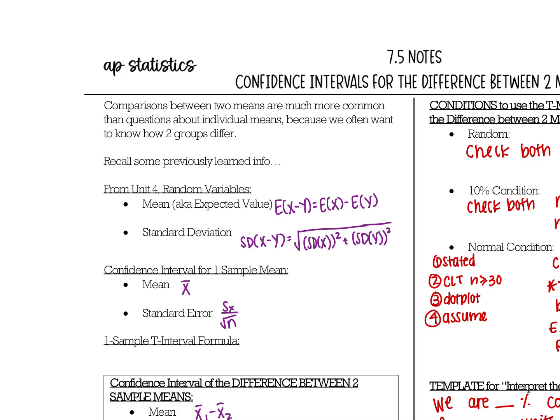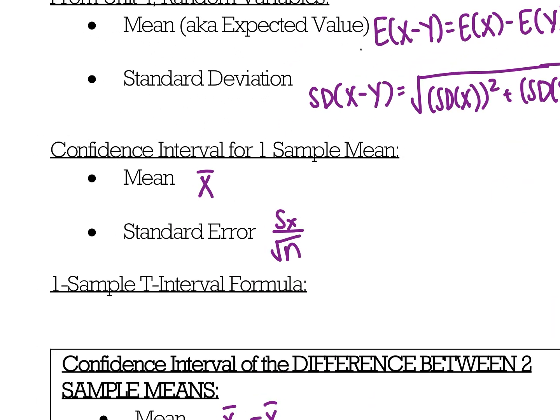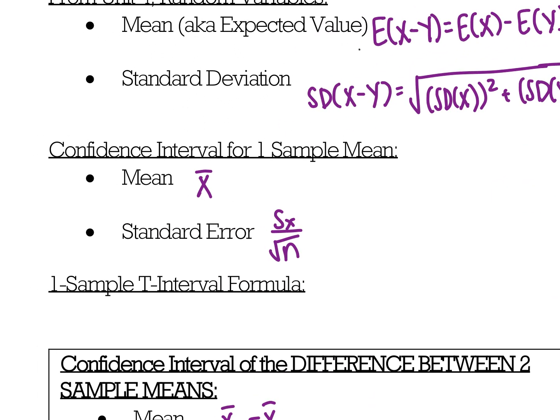Our mean expected value from unit 4, we saw that the expected value for the difference between two of them is just subtracting the two expected values. And you can also see this standard deviation calculation as a geometric average, or it looks very similar to distance formula or Pythagorean theorem, right? Now, when we did a single sample mean, we approximated everything using x bar and the standard error, which was s over square root n, because we didn't have information about the populations.